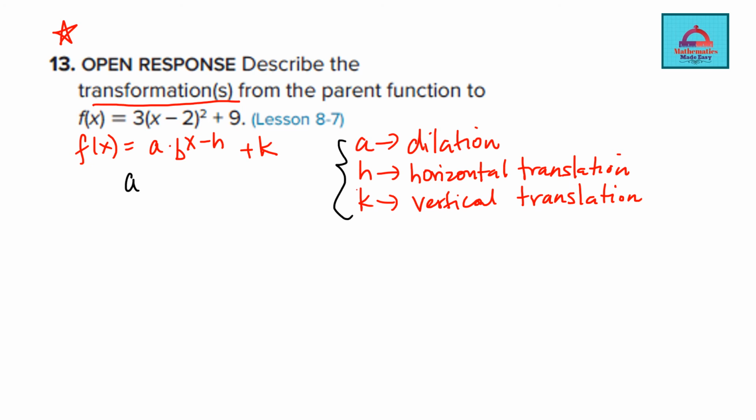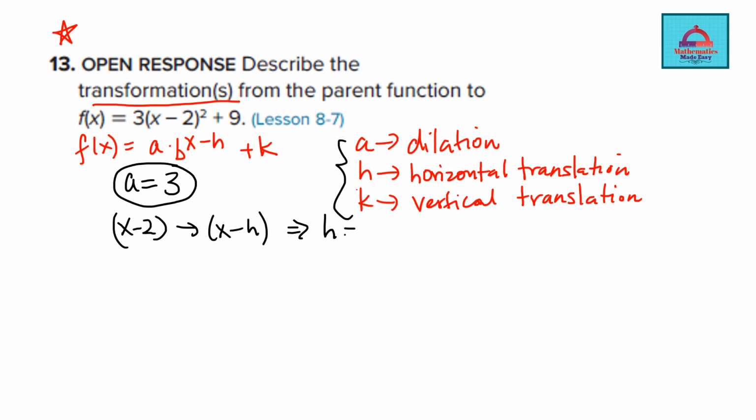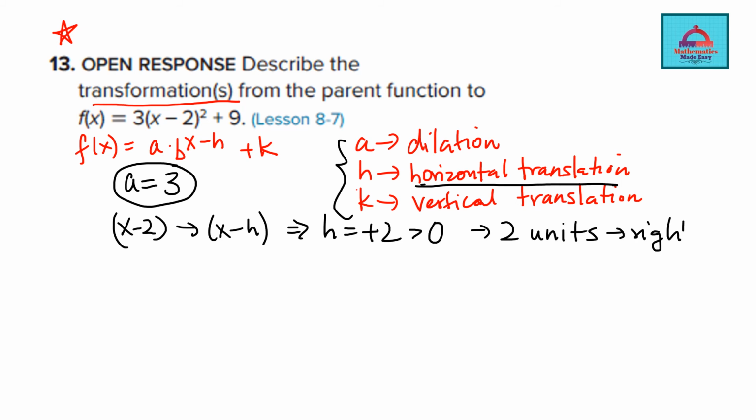So let's compare. How much is a? If you compare here, a is very clearly 3. What about the value of h? You are comparing x minus 2 with x minus h. So how much is your h? Definitely it's positive, which means the horizontal translation will be by 2 units, and because we are talking about the x-axis, it will take the right side, being positive. Next you compare your k. What is k? K here is again a positive value, and k represents your vertical translation.